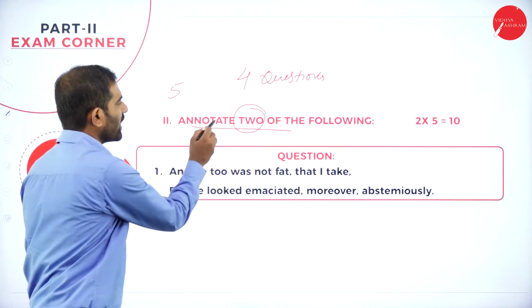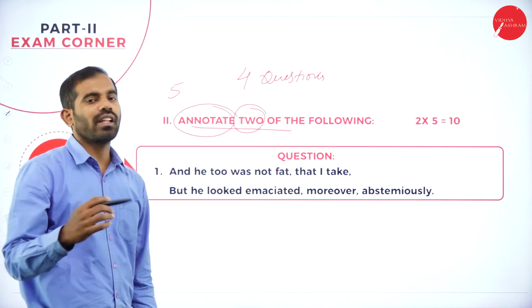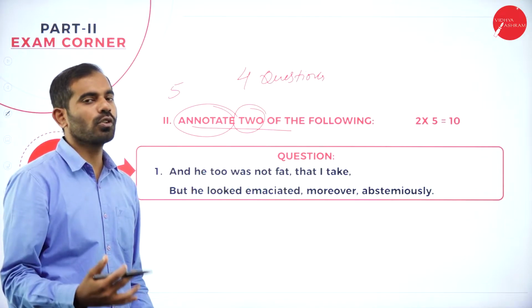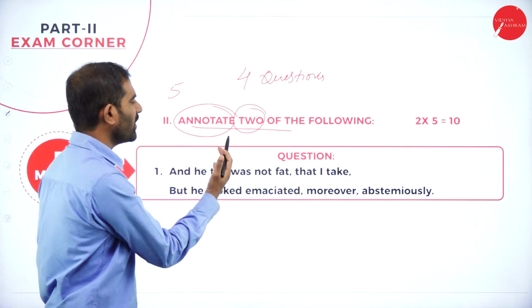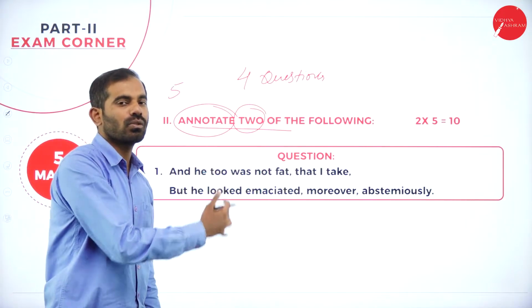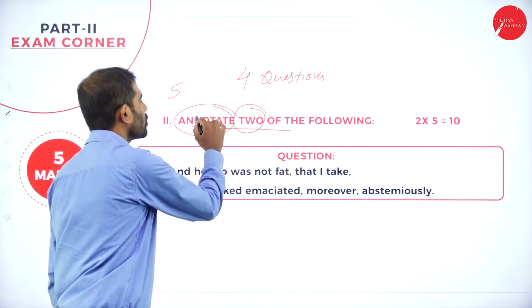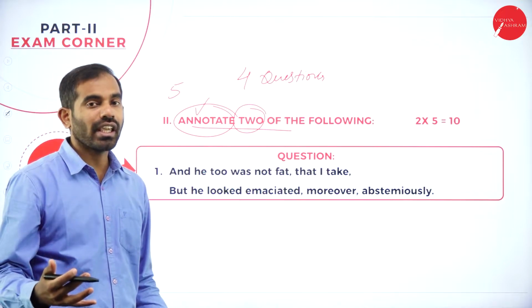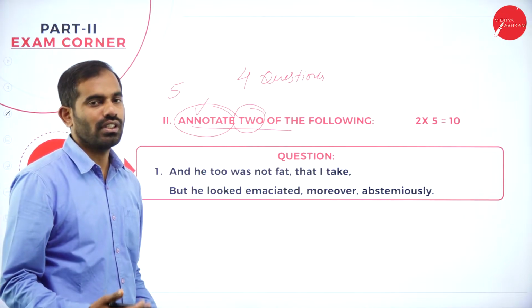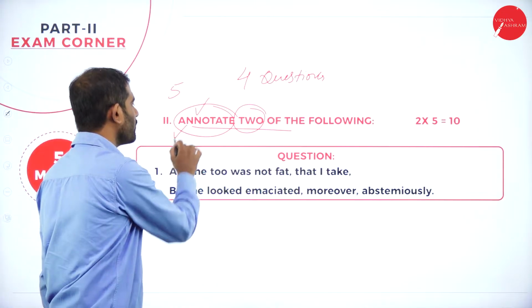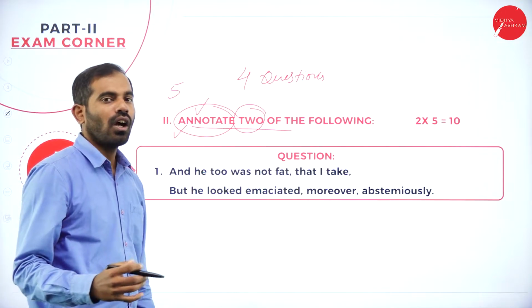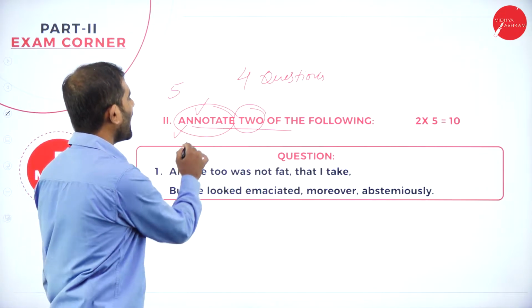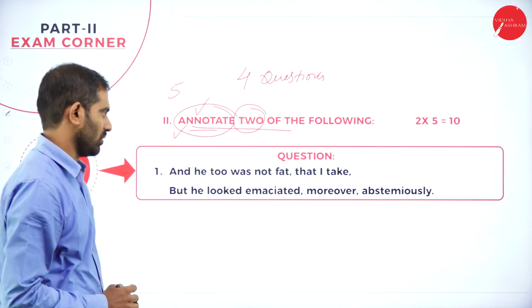Now, the question is how to annotate, how to attempt this section. Most of you may have a doubt: sir, should we write a summary when these 2 lines are asked, or should we write an analysis, or criticize or appreciate? How to attempt this section? I'm going to give you a brief introduction or ideas on how to attempt this annotate section.